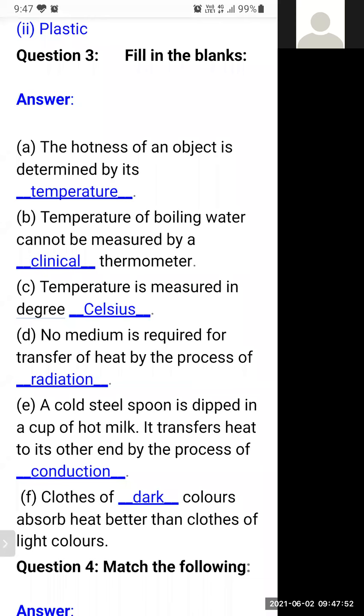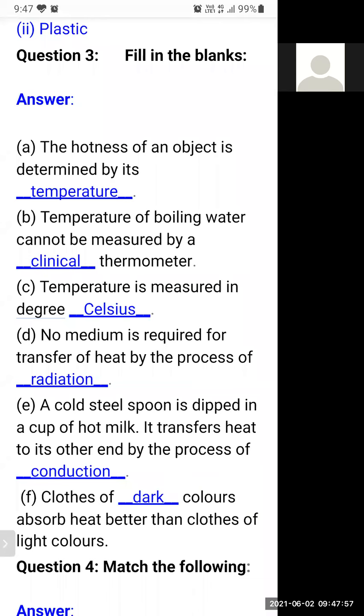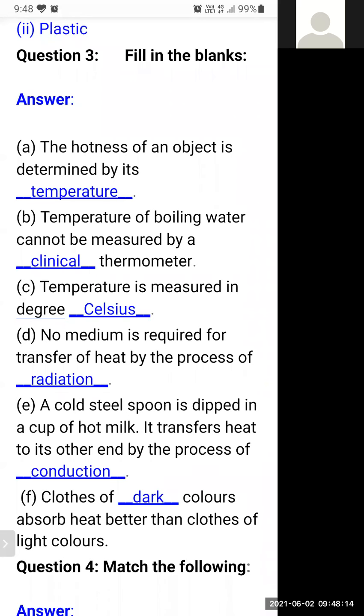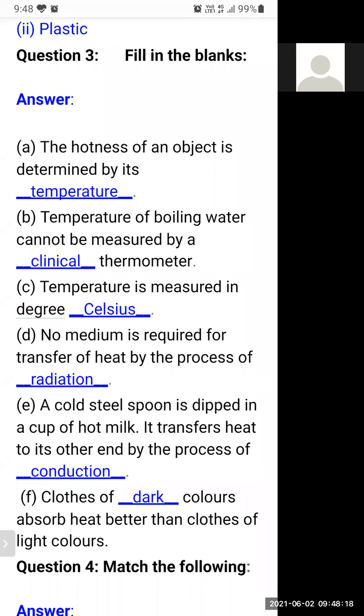So what will be the MCQ question? No medium is required for the transfer of heat by the process of dash. A part, conduction. B part, convection. C part, radiation. D part, all of the above. So you will give the answer C option, radiation. You just remember the correct answer, but there will be 4 options.